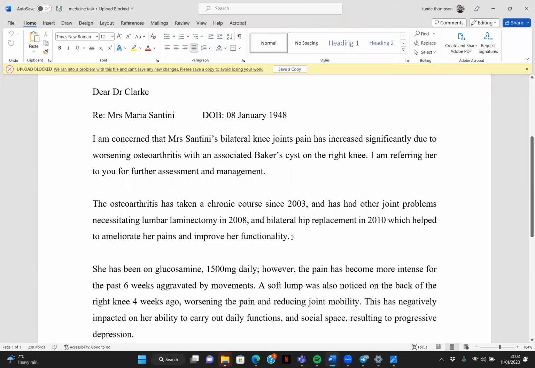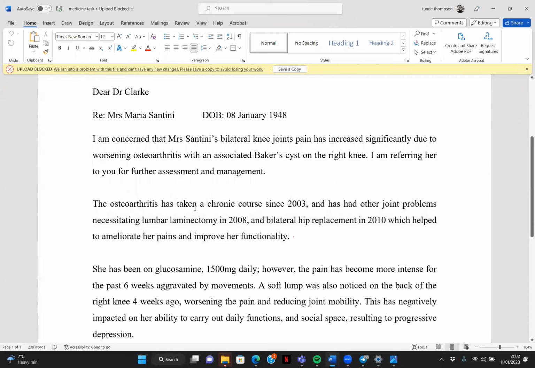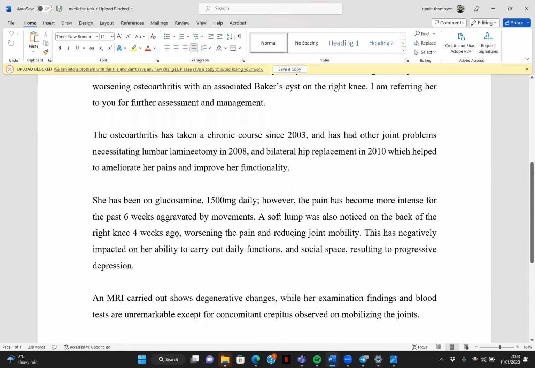It's still the osteoarthritis we are discussing. And this osteoarthritis actually started a long time ago, although it was affecting more of the hands and feet at that time. No, it's not this particular case. So although it started in 2003, some things were done. They've done a hip replacement and a lumbar laminectomy, which actually helped until about 6 weeks ago, when the whole thing started again.